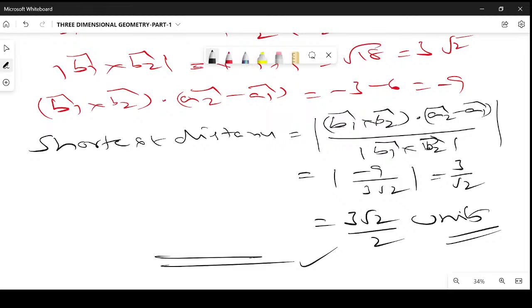So tomorrow I will discuss three-dimensional geometry part 2 questions. In that I am going to include exemplar questions also. Then it completes. Students, if you follow tomorrow's session, definitely you will be able to solve the problems in three-dimensional geometry. No doubt in that.